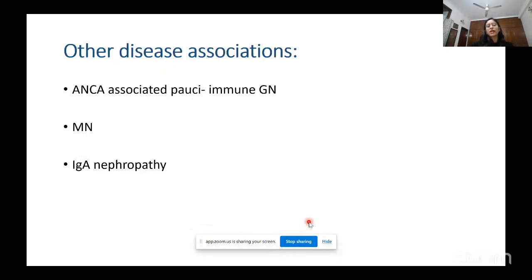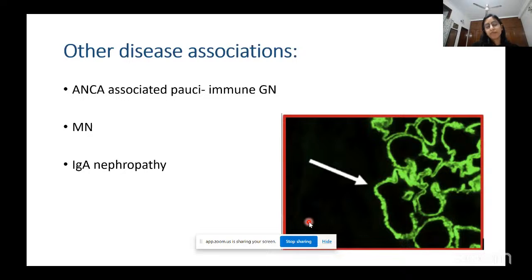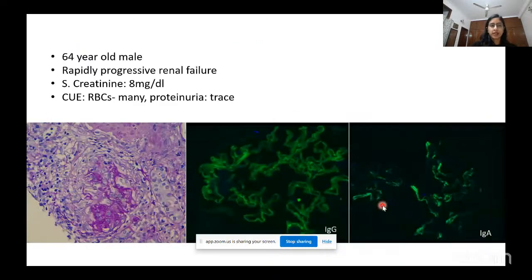Now, there are certain other diseases which can be associated with an anti-GBM disease. First, and the most common, is of course an ANCA-associated one, about which we will talk subsequently. Second is a membranous nephropathy. So, if we look at this IF picture, we can see a linear as well as this fine granular staining on the periphery over here. So, in such cases, IF interpretation becomes very critical. And third is an IgA nephropathy.